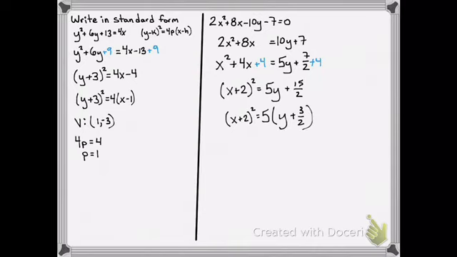If we want to list out the information, our vertex is going to be negative 2, comma 3/2. If we wanted to find p, we totally could. I know that 4 times p would have to equal 5, and so that simply tells me that p is 5/4. That means that the vertex is 5/4 away from the focus.